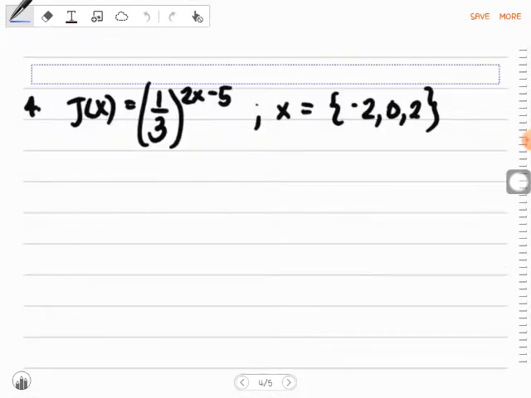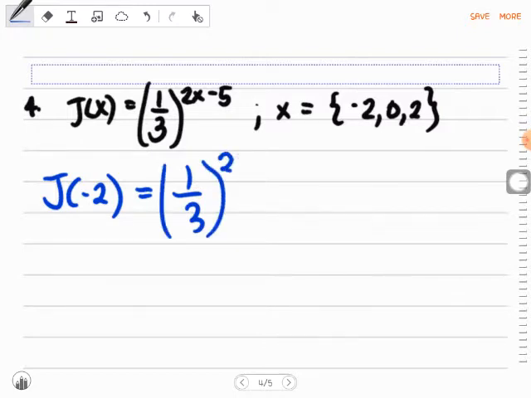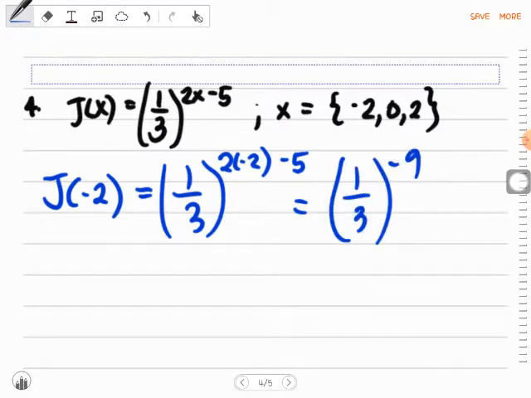Okay? Next, we have j of x equals 1/3 raised to 2x minus 5, using the same values. So we have j of negative 2 muna. So that's 1/3 raised to 2 times negative 2 minus 5. I think 2 times negative 2 is negative 4, minus 5, negative 9, right? So that's negative 9. If that's negative 9, that's 1/3 raised to negative 9. Tama ba? 2 times negative 2 is negative 4 minus 5. So that is negative 4 plus negative 5 is negative 9.